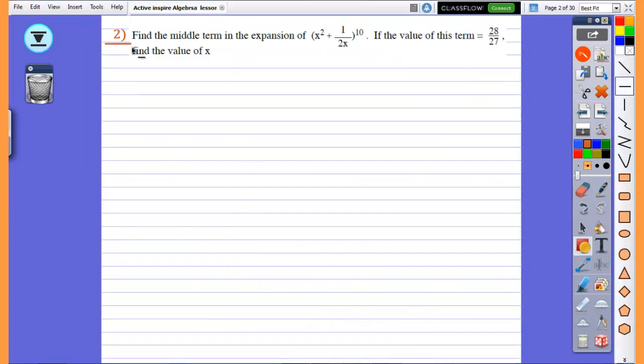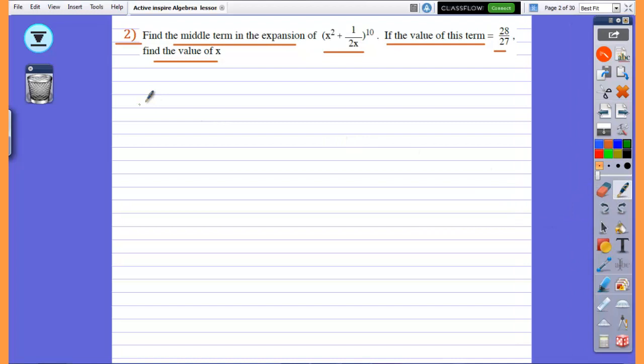Question number 2. Find the middle term in the expansion of (x^2 + 1/(2x))^10. It is the first required. And if the value of this term equals 28 over 27, find the value of x. So first we have to determine the order of the middle term.